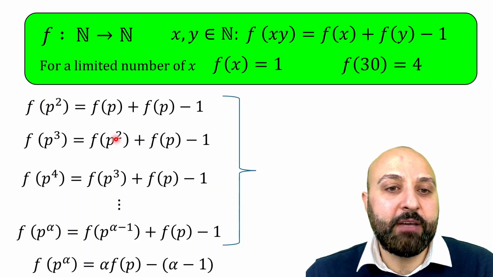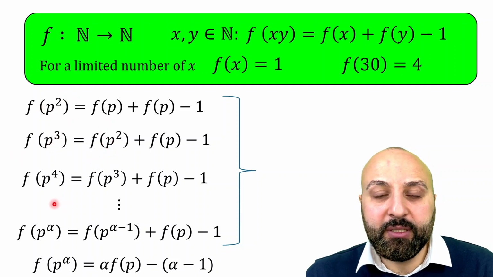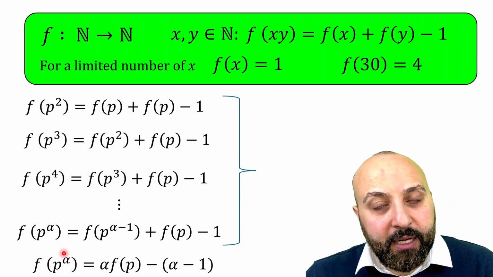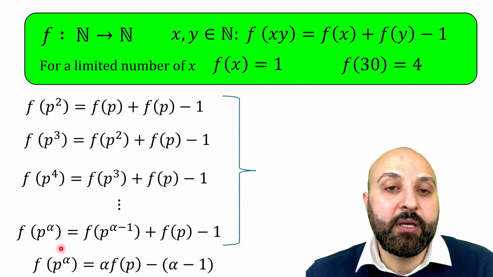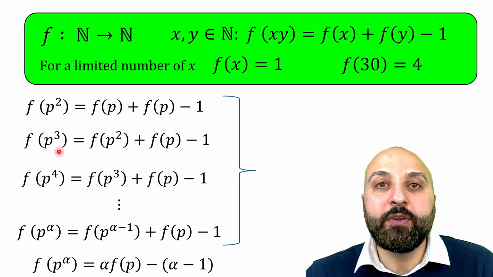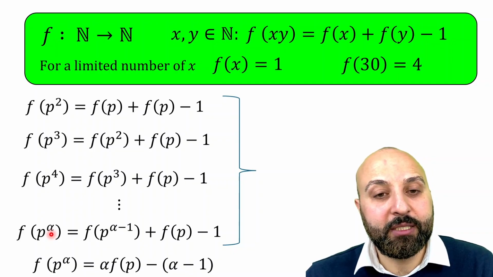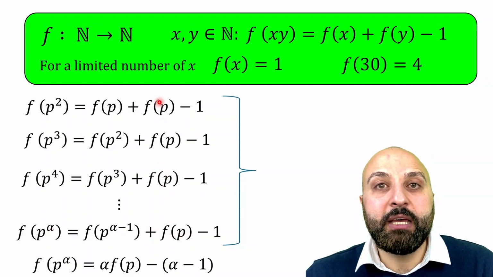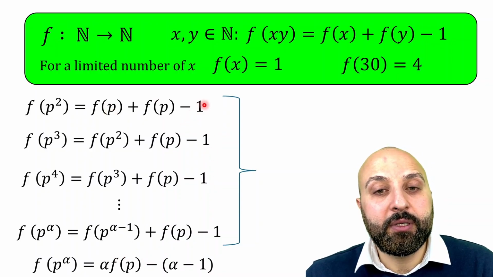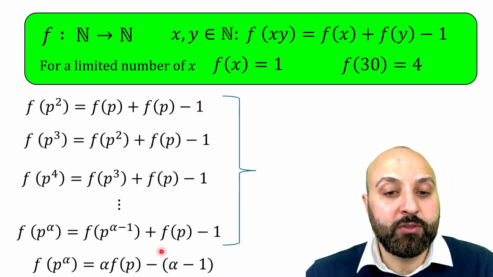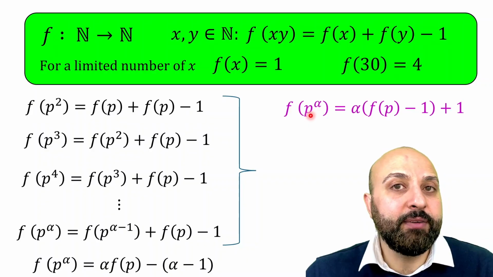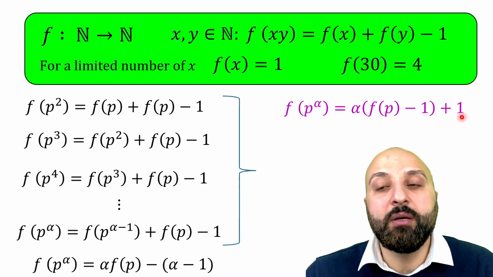Because here f(p^2) with f(p^2) disappears, f(p^3) with f(p^3) disappears, and so on. Eventually, from the left side, we only have f(p^alpha). That one is the only remaining component. From the right side, we have alpha minus 1 equations because we start from 2 and we end up at alpha, so it's alpha minus 1. So we have alpha minus 1 f(p), and there is one more, so we have totally alpha f(p). And then we have alpha minus 1 of minus 1, so it would be minus alpha plus 1. We can rearrange this and write it like this: f(p^alpha) is equal to alpha times (f(p) minus 1) plus 1.